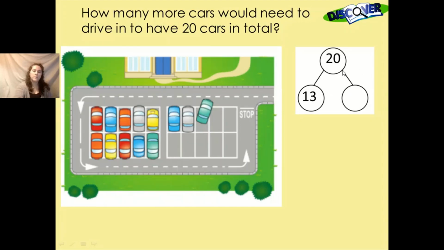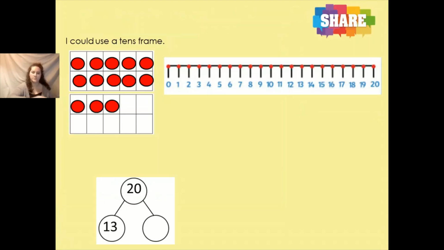Over here, I can see this has been put in my part whole model for me. We know the amount that we're trying to get to, 20, is going to be our whole, and at the moment we have 13. What I would like you to do is think about what we could use to help us to find the answer. What objects could we use to help? Have a little think with the person you're with and pause the video. Have you done that? Amazing.